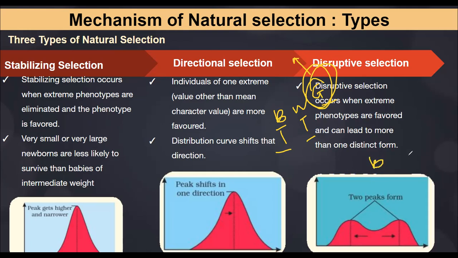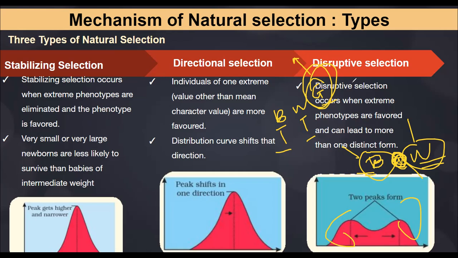So you have black and white, two extremes, and in between you have gray rabbits. Both extreme phenotypes are favored by nature for their survival, reproduction, and competition. But the gray ones are easy targets for the predators, so they might be left. So natural selection is happening for black and white. Two different extreme phenotypes can lead to the evolution of two different species in a particular area. So both the species will flourish at the same time.